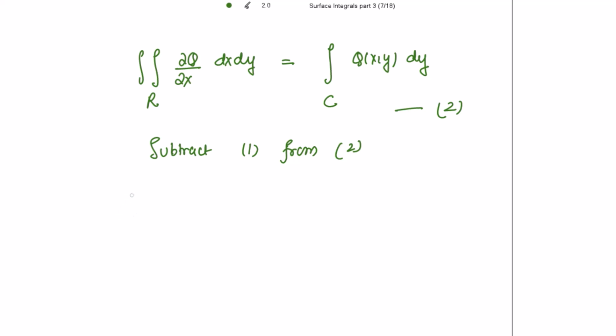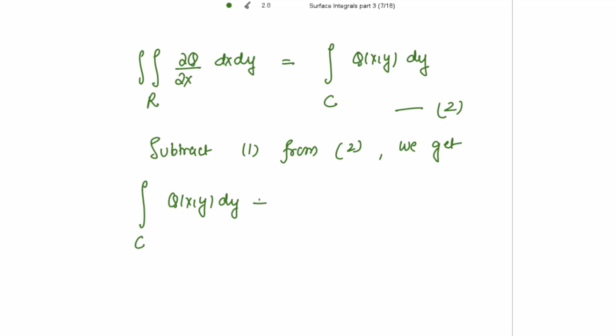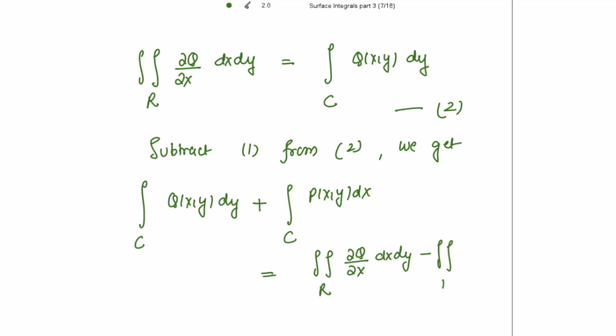writing here the right hand side first. So this is the integration over the boundary C, Q(x,y) dy, and when subtracting this we get here the positive sign, the integration over the boundary C, P(x,y) dx, to be equal to the double integration over the region R, partial derivative of Q with respect to x dx dy, minus the double integration over R, partial derivative of P with respect to y dx dy.